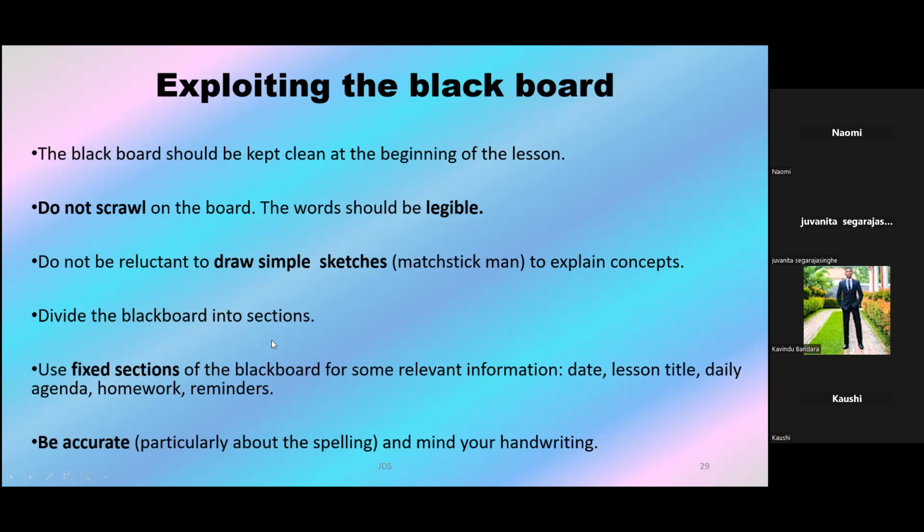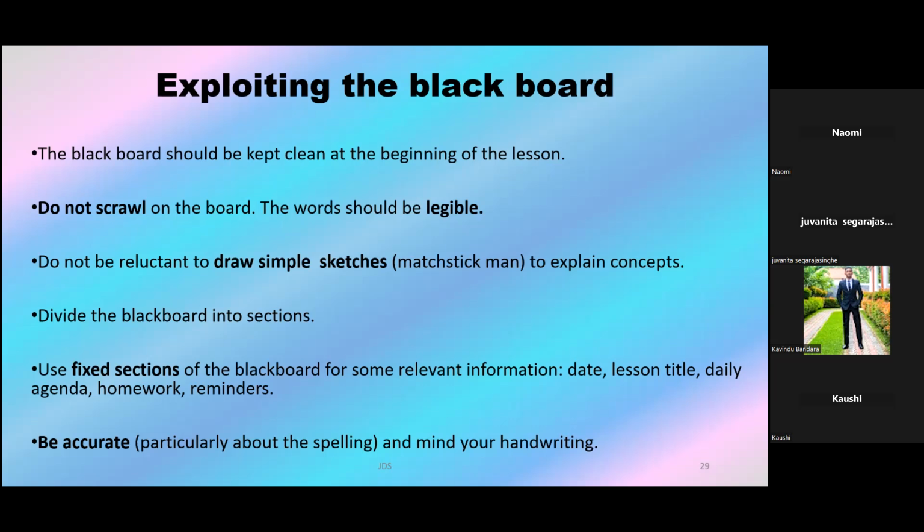Divide the board into sections. Use the board systematically. Don't write here and there on the board. Have a section allocated for class use. It can be to write the date or maybe the number of students in the class, the number present, or to write certain reminders. Let there be a fixed section on the board, separated on the board, to write the daily information related to the class.